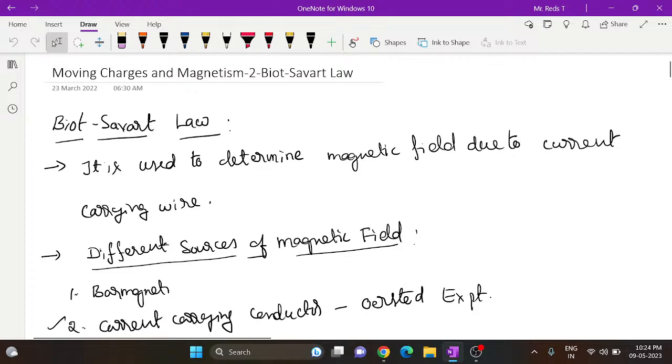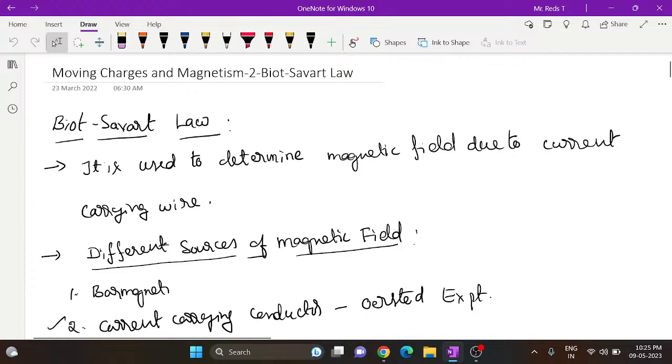Biot law. What is this Biot law and what is the use of it? First thing, it is used to determine magnetic field due to a current carrying wire or current carrying conductor. Here we consider two different kinds of shapes. One is a straight current carrying conductor, another one is a circular current carrying conductor. And one more application we discuss afterwards, not in this session, is a solenoid: how to find magnetic field due to a solenoid by using Biot law.